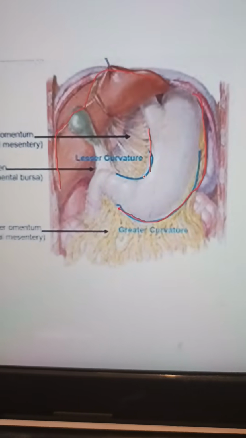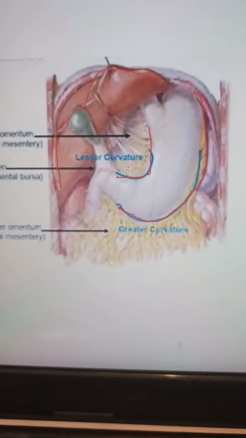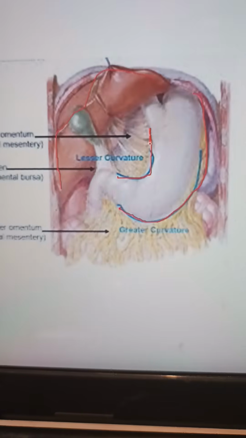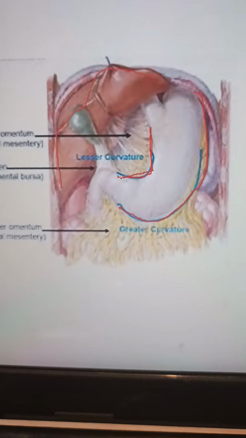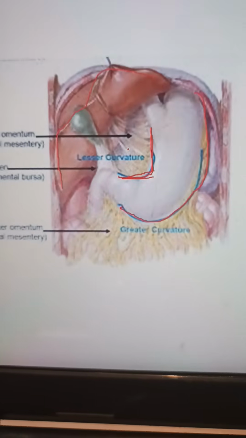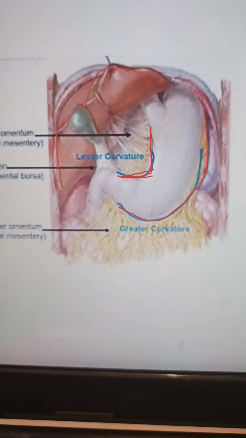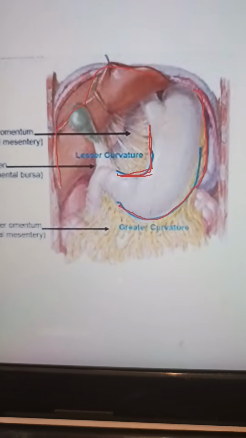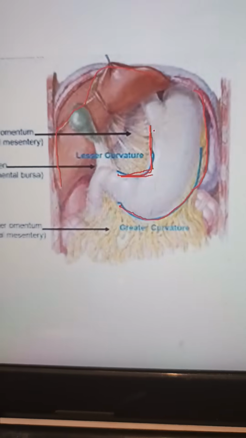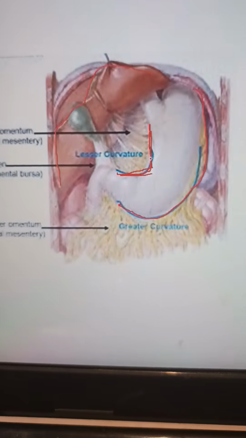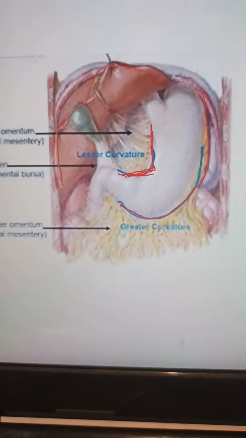So let's start from here. So the lesser curvature, you can make out an inverted L. You can make out an inverted L for the lesser curvature attachment of the lesser omentum. So that is another L, lesser omentum for next L. So lesser omentum attached to the lesser curvature which has the shape of an inverted L. Okay, that much is correct.